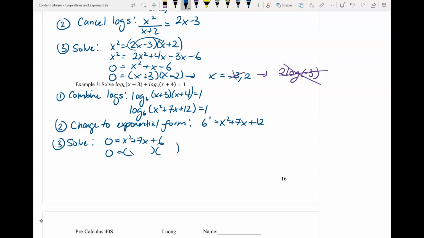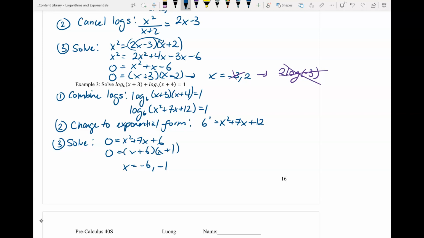and then we will factor. I'm going to use factors of 6 and 1 to get 6, and then for the middle term to get 7x, we're going to need a positive 6 and a positive 1. So x is equal to negative 6 and negative 1. Again, we need to check our solution.